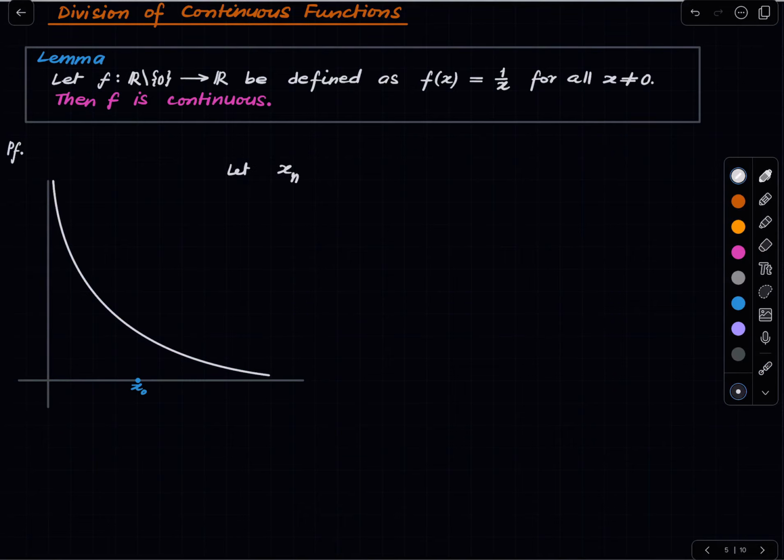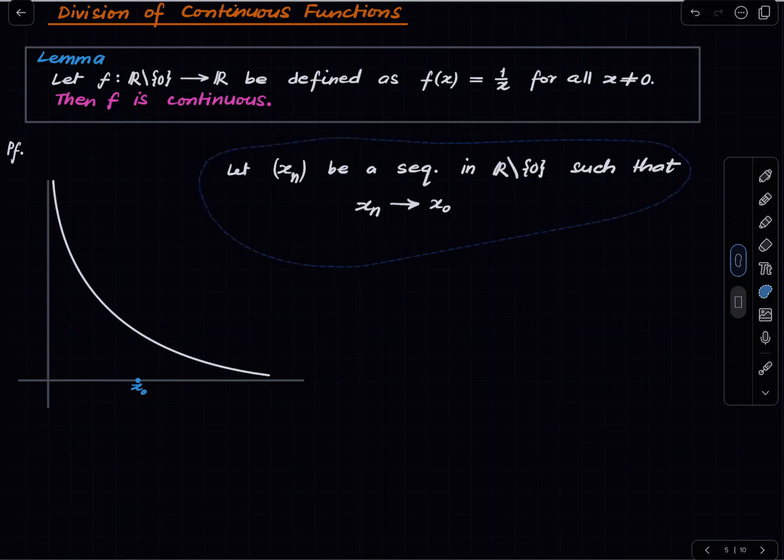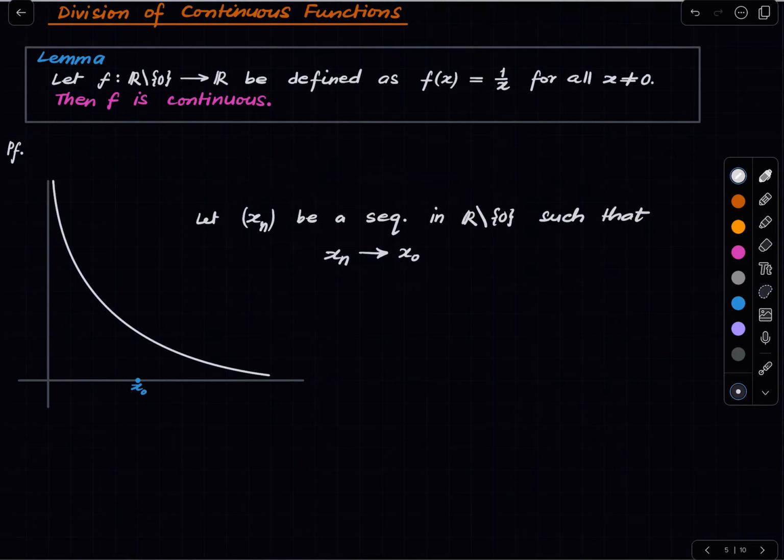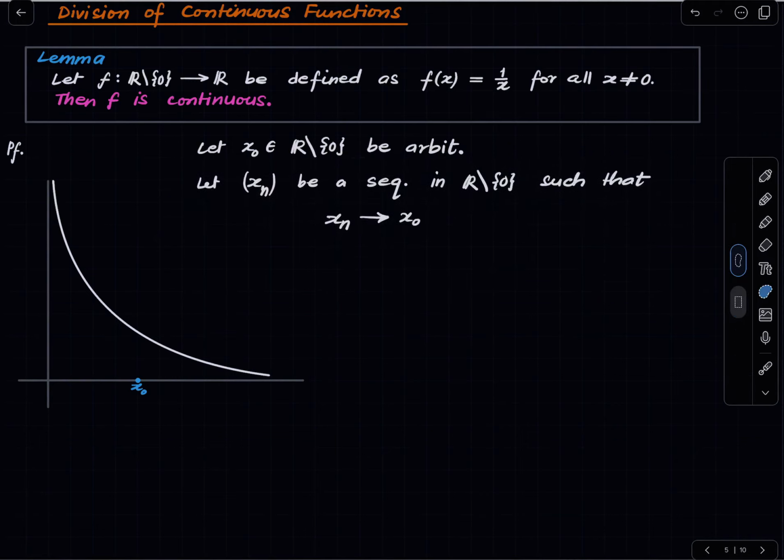Let xn be a sequence in the domain of the function, which converges to a chosen point x0. Before even writing this, I should have written: choose a point x0 arbitrarily in the domain. All right. And now suppose we have a sequence in the domain which converges to x0.